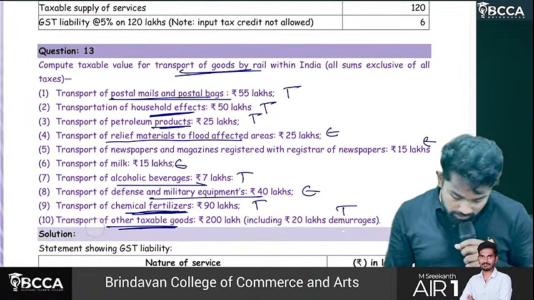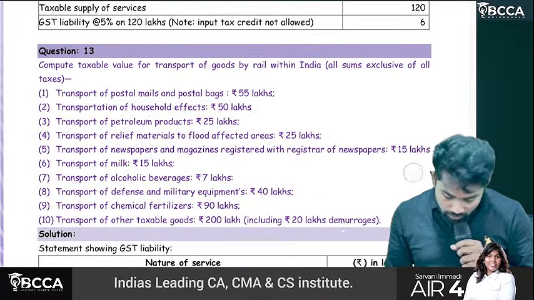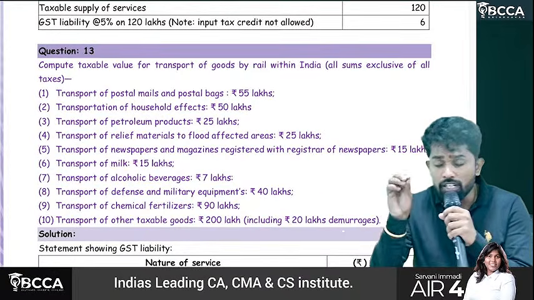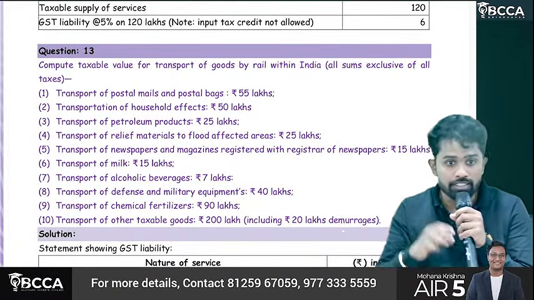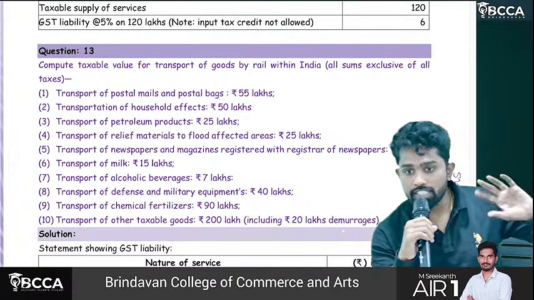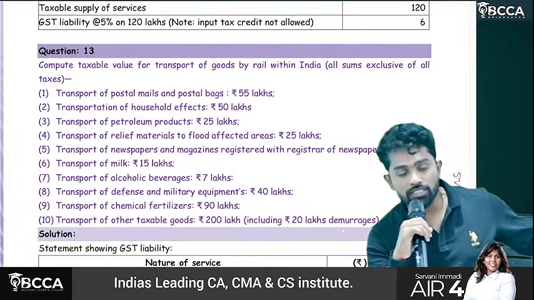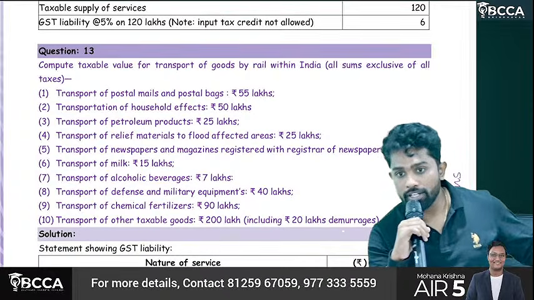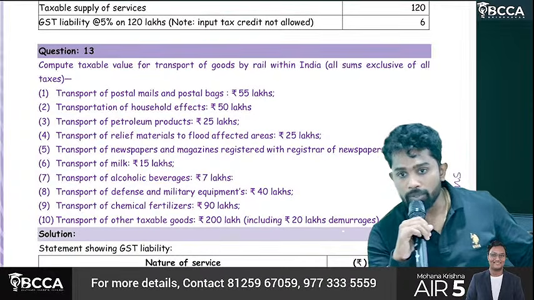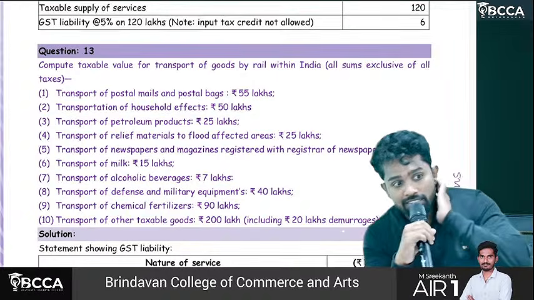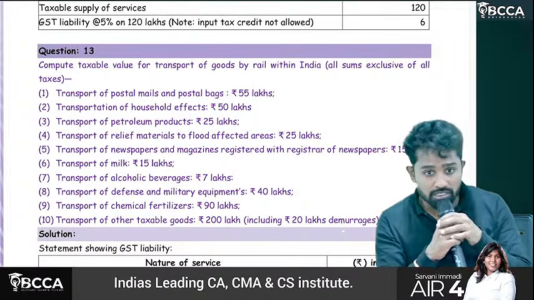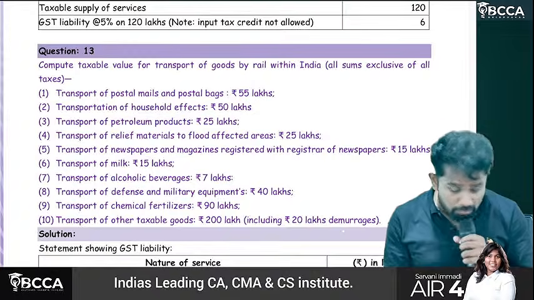Then transportation of goods by rail, sir. What are exempted through rail? Relief materials and Onam only exempted. Relief material, if any disaster happened, materials sent to give relief to them. Onam means organic manure, newspaper, agri produce, military equipment, milk, salt, edible oil. Only those transportation is exempted. So postal mails, nowhere covered.